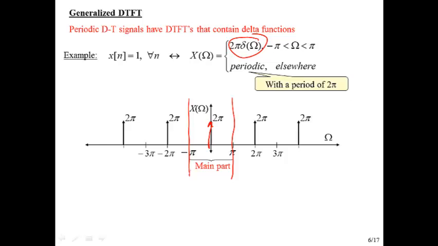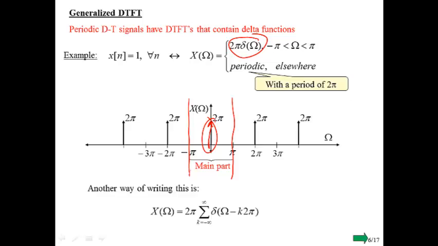So what this is telling us is the same thing as for CTFT. The Fourier transform of a DC signal, a constant, is all concentrated at 0 hertz for CTFT, 0 radians per sample for DTFT. So that makes a lot of sense.